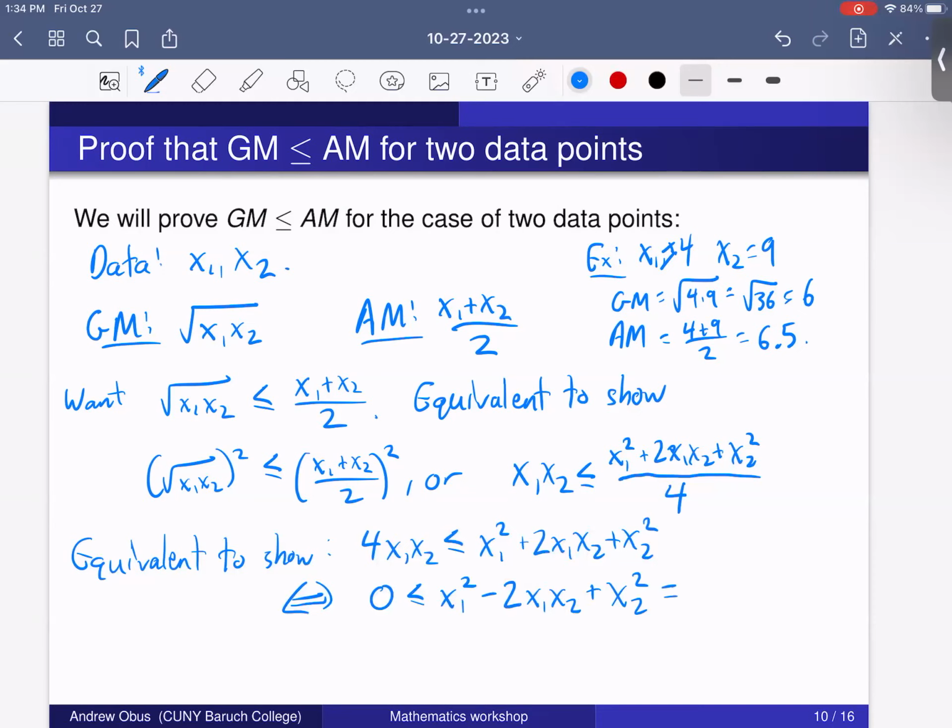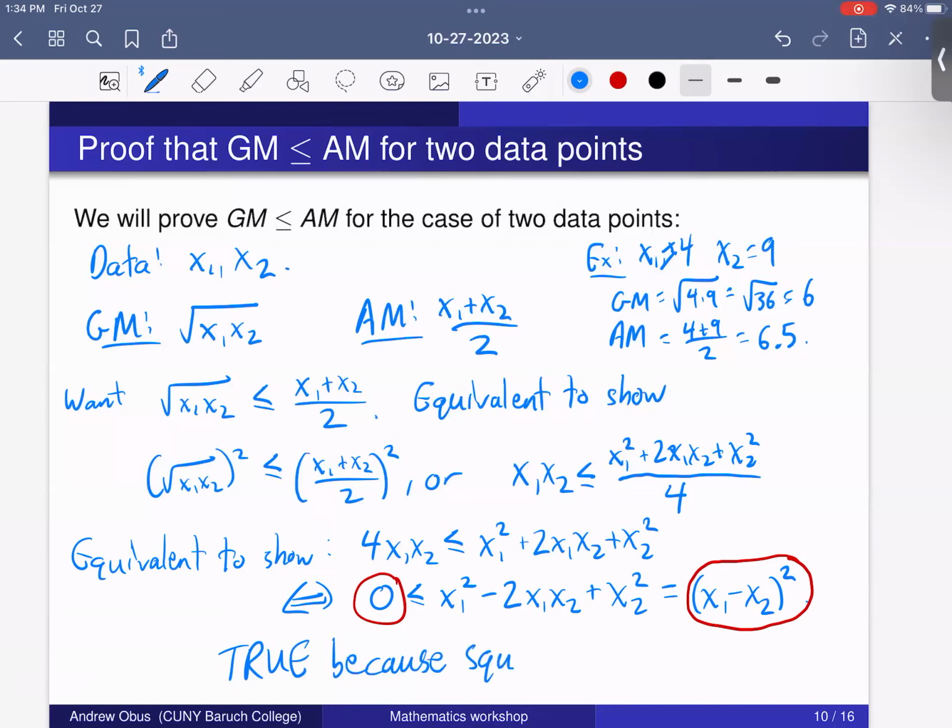But what is this equal to? This is just the same thing as (x1 minus x2) squared. So we have here 0 is less than or equal to (x1 minus x2) squared. And this is true because squares are always greater than or equal to 0. Okay. So this kind of completes the proof.